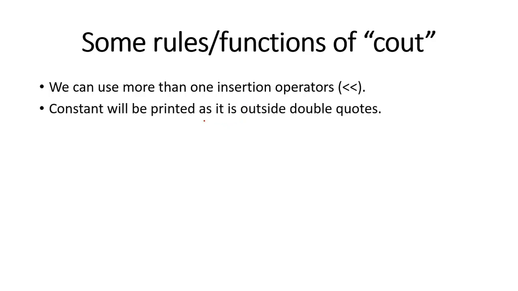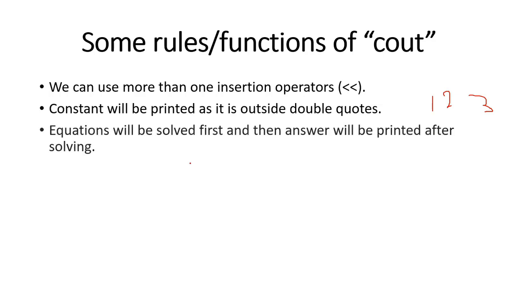Now if we write constants without double quotes, like if we write 1 2 and 3 without double quotes, then these constants will be printed as it is on the screen, and equations will be solved first and then the answer will be printed after solving. It means that if we write an equation with the cout object or cout function, like if we write cout and then we put the insertion operator and we write 2 plus 3 and a semicolon, then its answer will be printed on the console window.